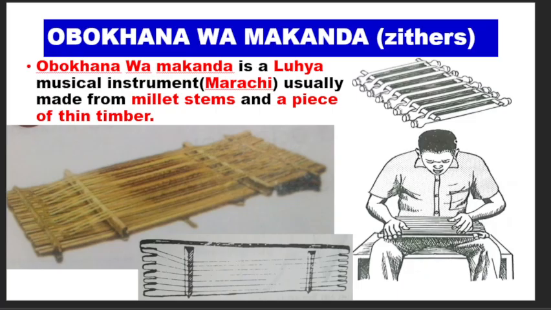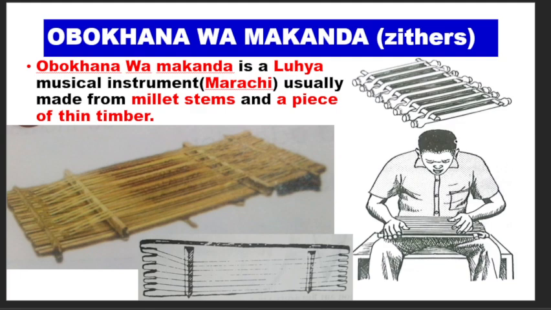We say the Obokano wa Makanda is a Luya musical instrument from the Marachi people, usually made from the millet stem and a piece of timber. You can see how they are playing the instrument exactly.